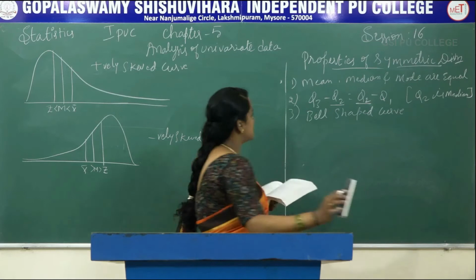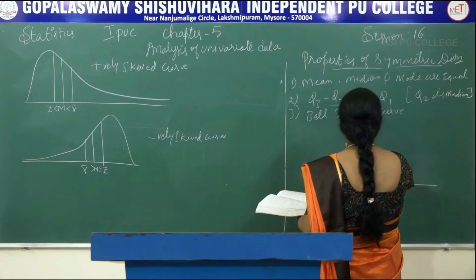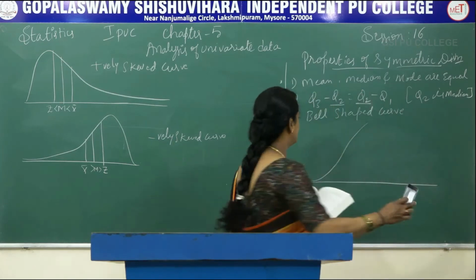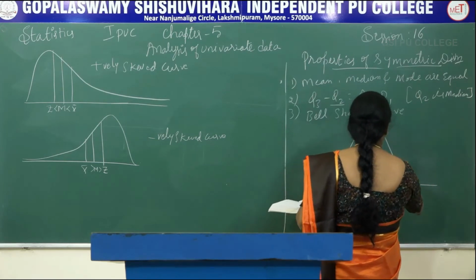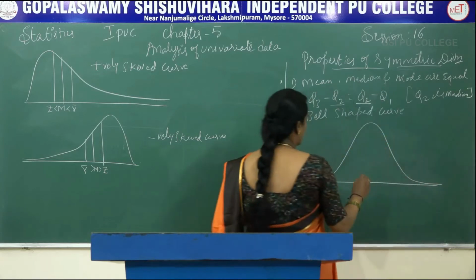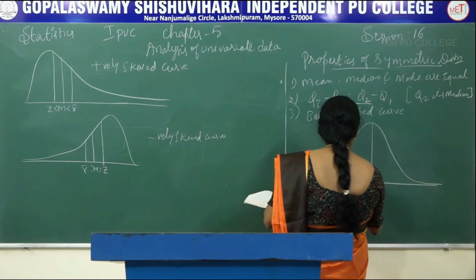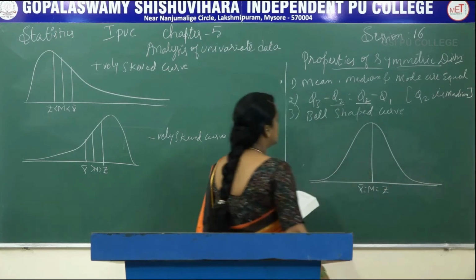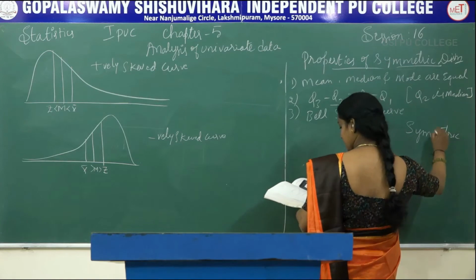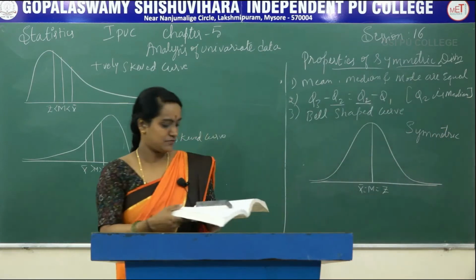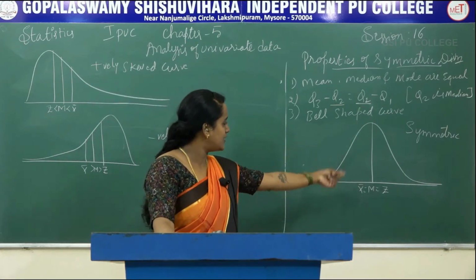curve, already in the properties we know that it is bell shaped, so it will come like this, and it will be symmetric. X bar is equal to median is equal to mode. This is symmetric. So the property says that it is bell shaped, so it is a bell shaped curve and it is symmetric.